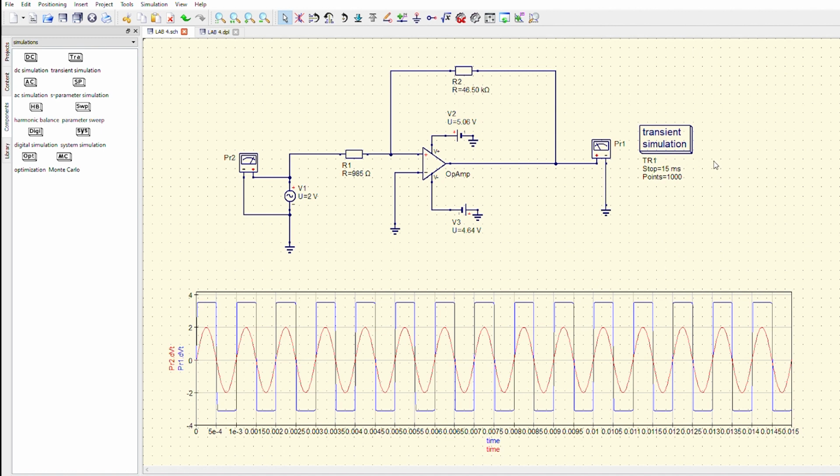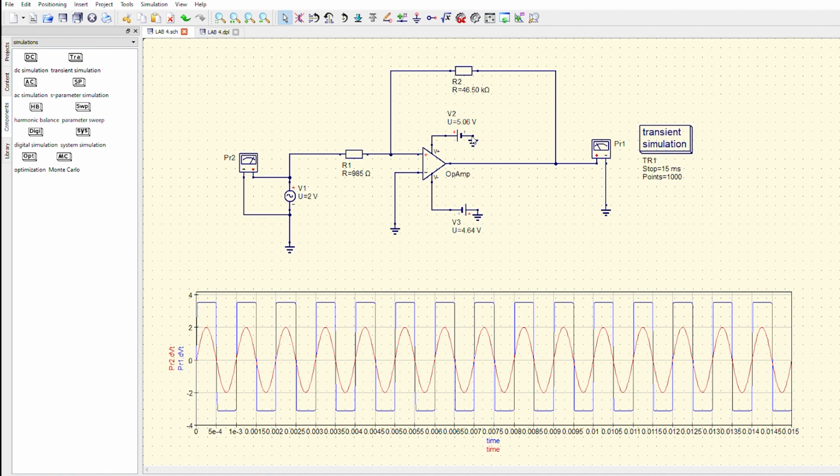And I have already performed the transient simulation whose graph you can see below. To begin with, we have a sinusoidal voltage source whose amplitude I set to 2 volts. Two resistors, one here, one here. This resistor is connecting the sinusoidal voltage source to the non-inverting input of the operational amplifier, while the other one is connecting the output of the operational amplifier back to the non-inverting input. The inverting input is connected to ground.